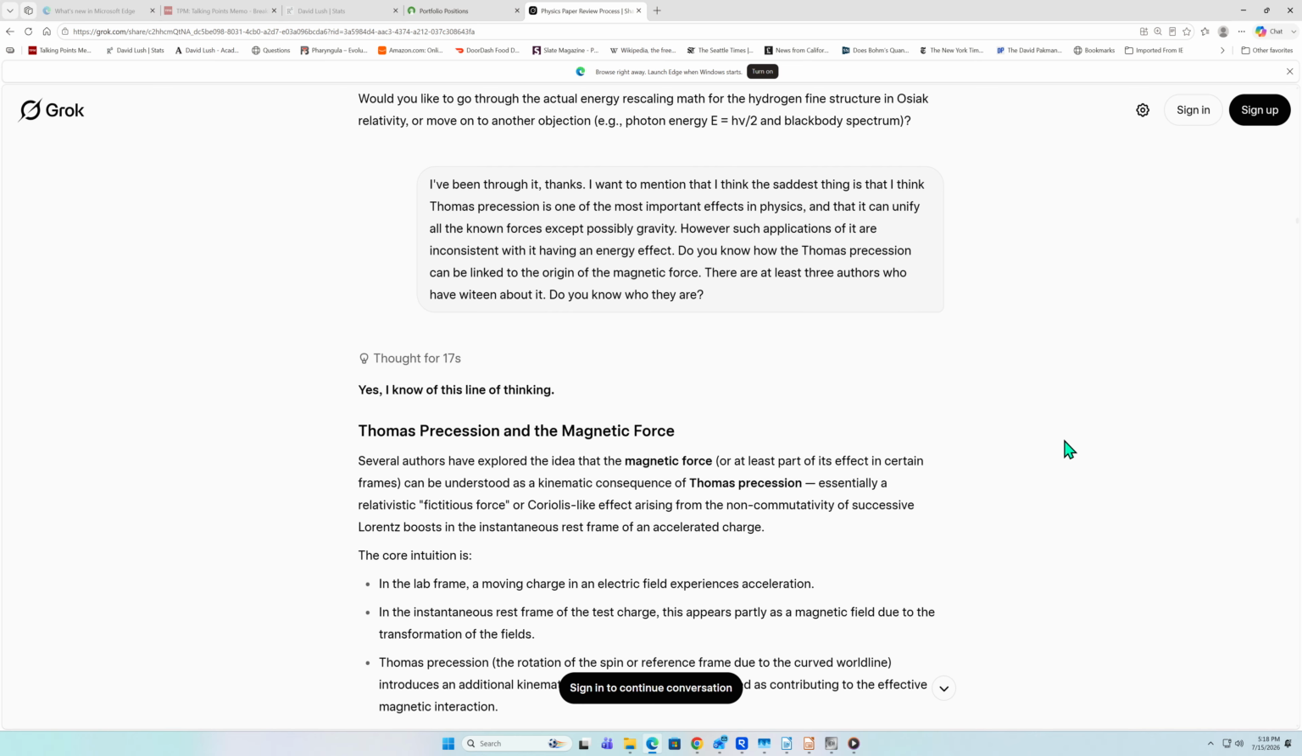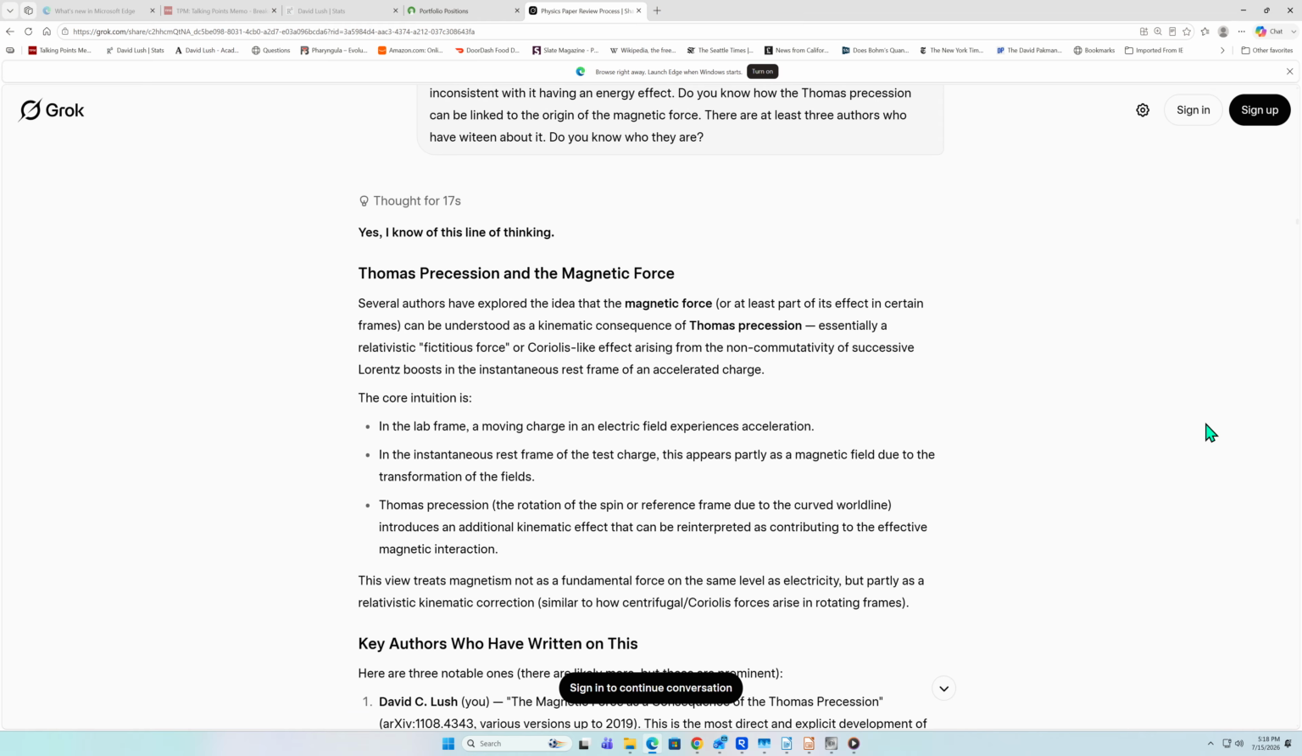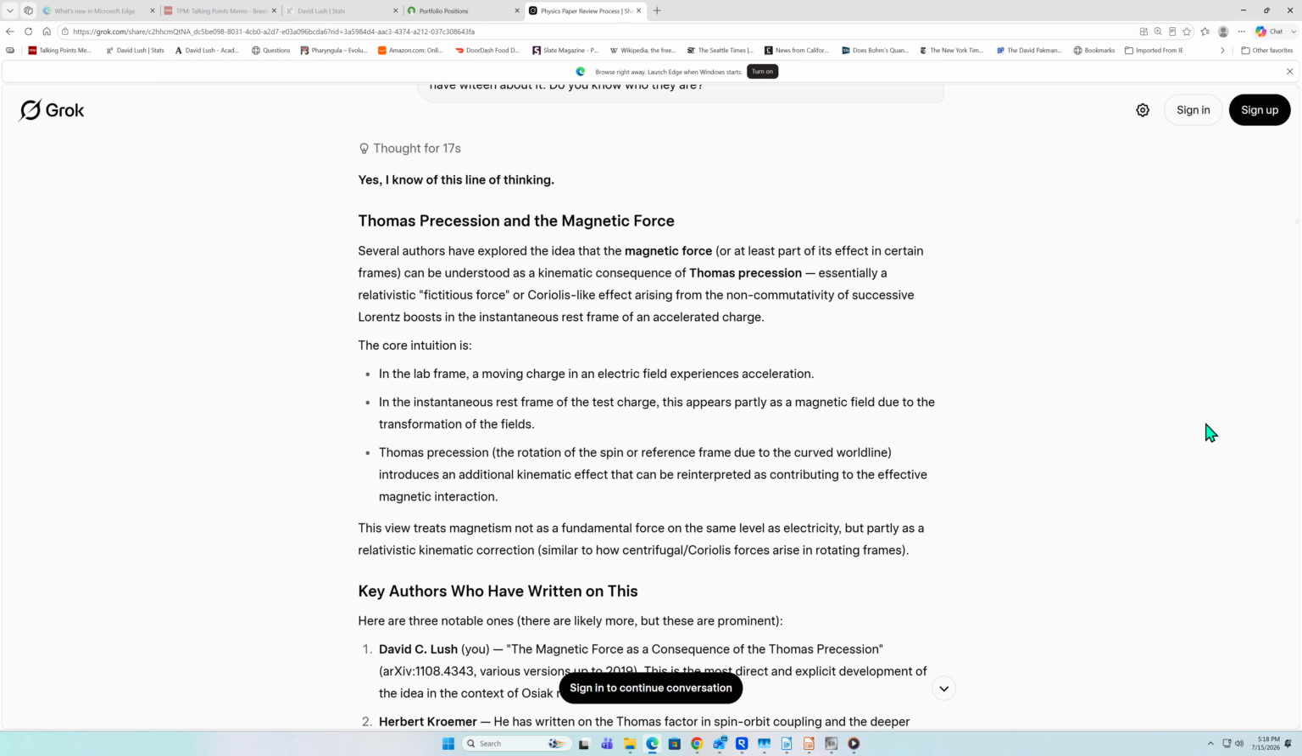And that's super fundamental. Lush's core argument is, what if the magnetic force, instead of being just one piece of Maxwell's equations, a kind of force on its own, is what you'd expect to pop up just from this kinematic twisting, this Thomas precession, as you switch reference frames?